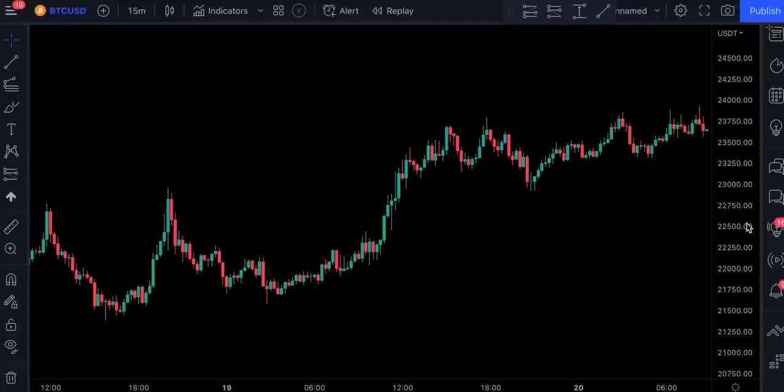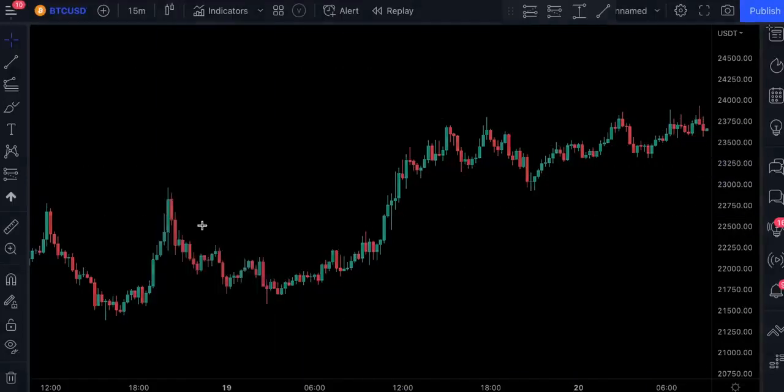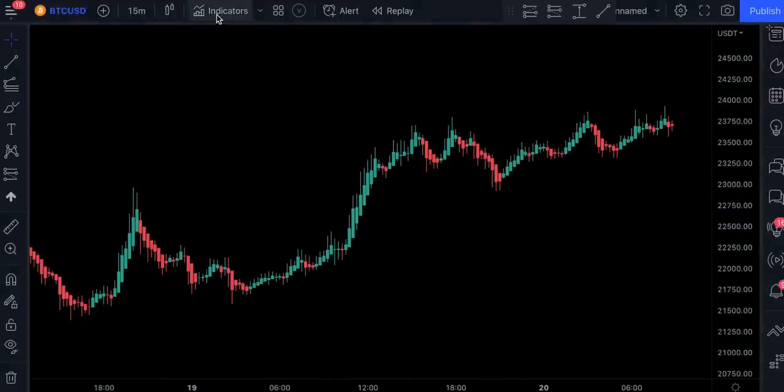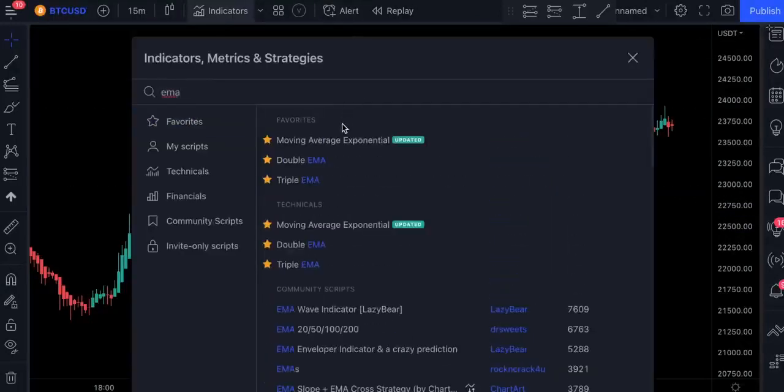So we're currently looking at the price of BTC USDT on a 15-minute chart, and before we add our indicators, let's first switch the candlesticks from Japanese to Heiken Ashi. Okay, now let's add our indicators. For the first indicator, let's search for EMA and pick this one right here. And for the second indicator, let's add Stochastic RSI.